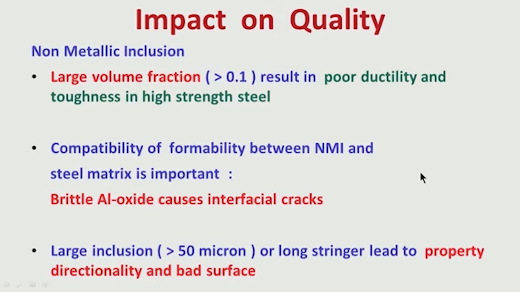which is undesirable. So I have talked about the different undesirable constituents in steel, like inclusions, like residuals, like trace elements, and how they impact the quality of the final product.